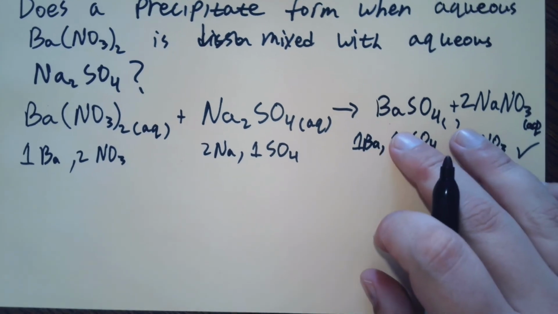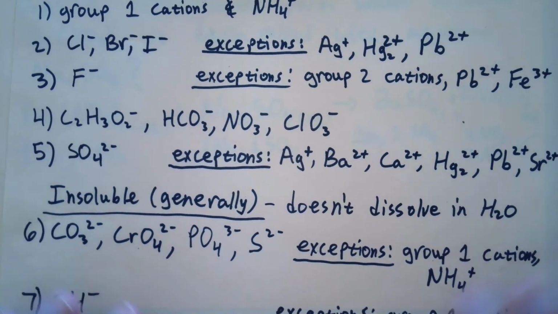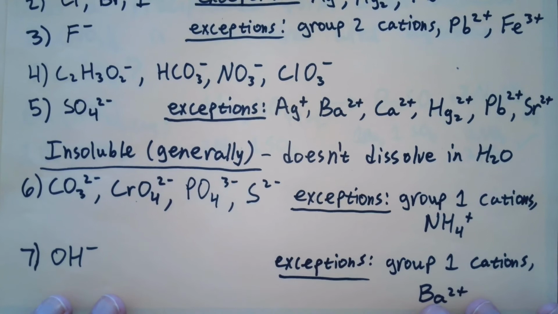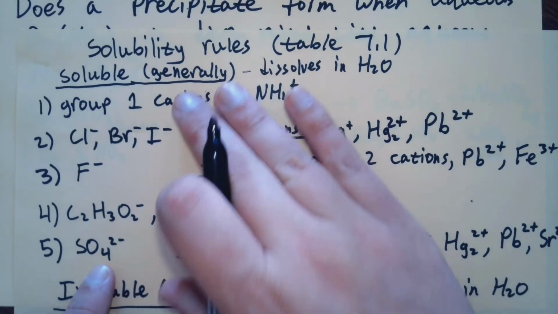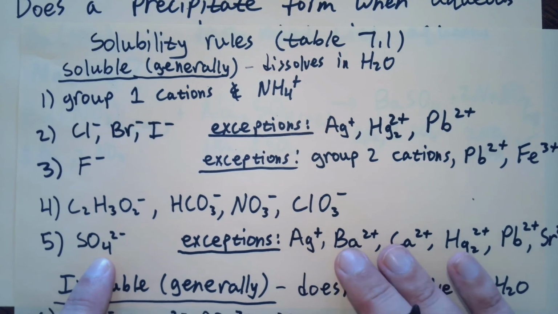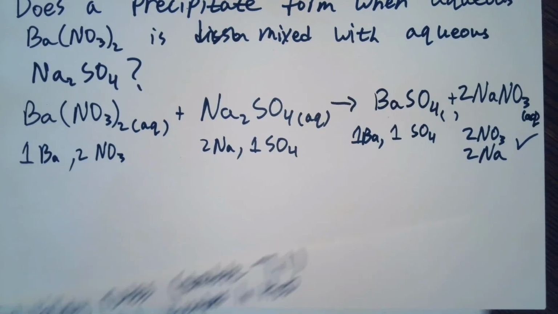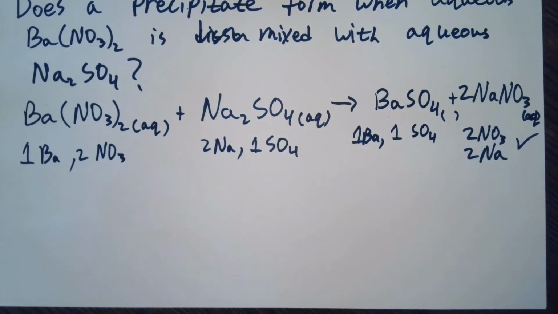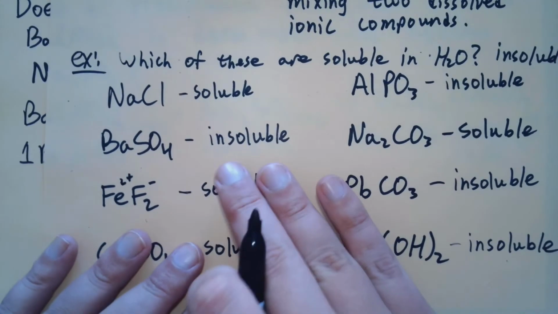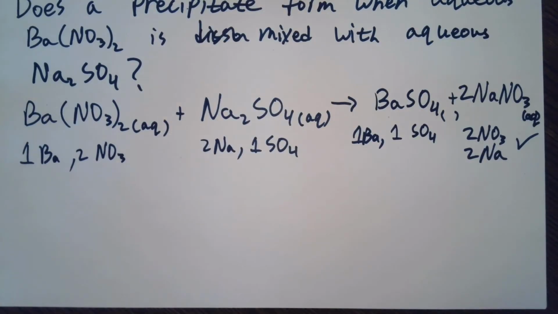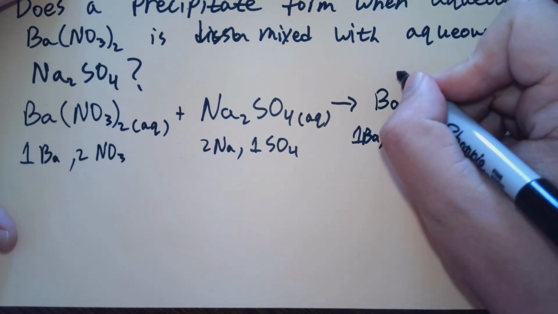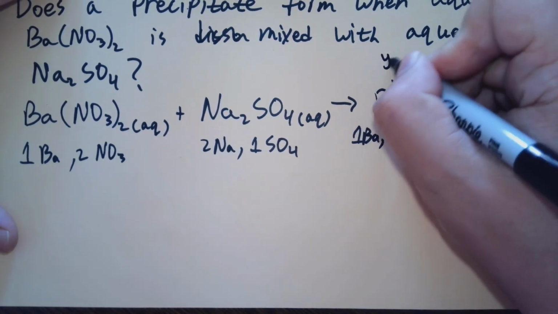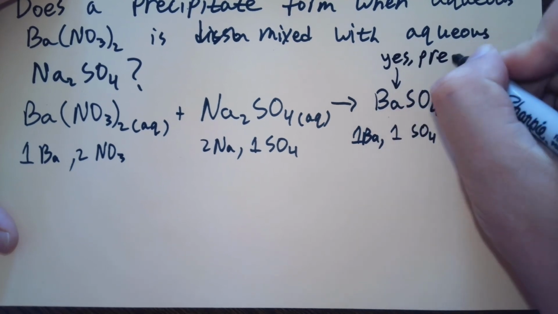All right, but what about barium sulfate? Well, where do sulfates land? Here. So they're generally soluble, except, oh, look at that. There's our exception. Also, by the way, spoiler alert, we already talked about that one too. So solid. So yeah, there's our precipitate.